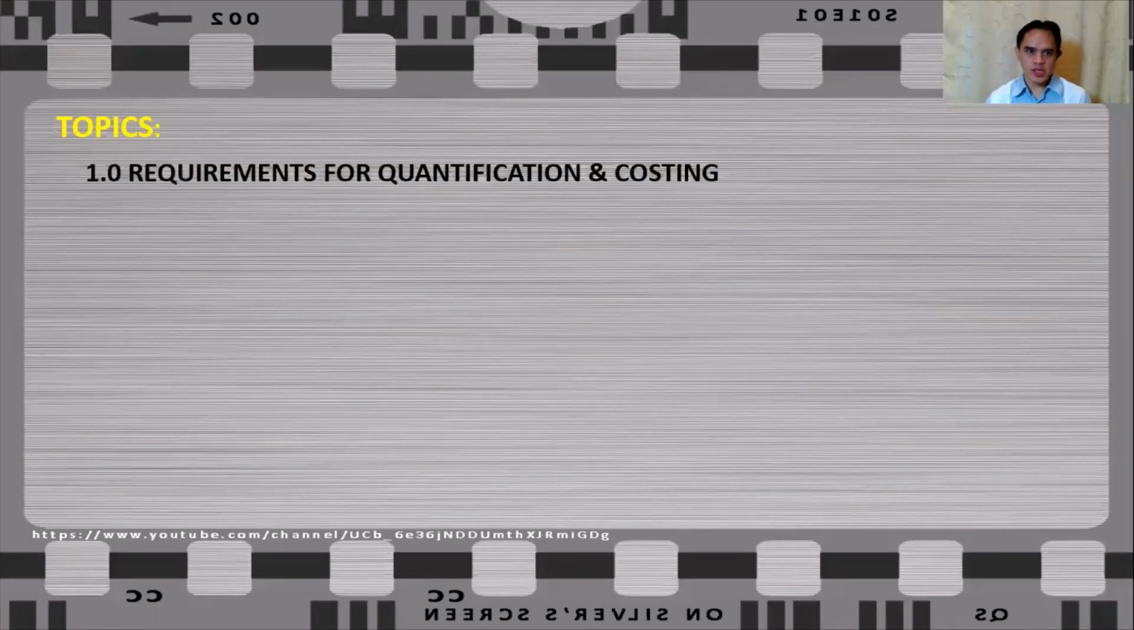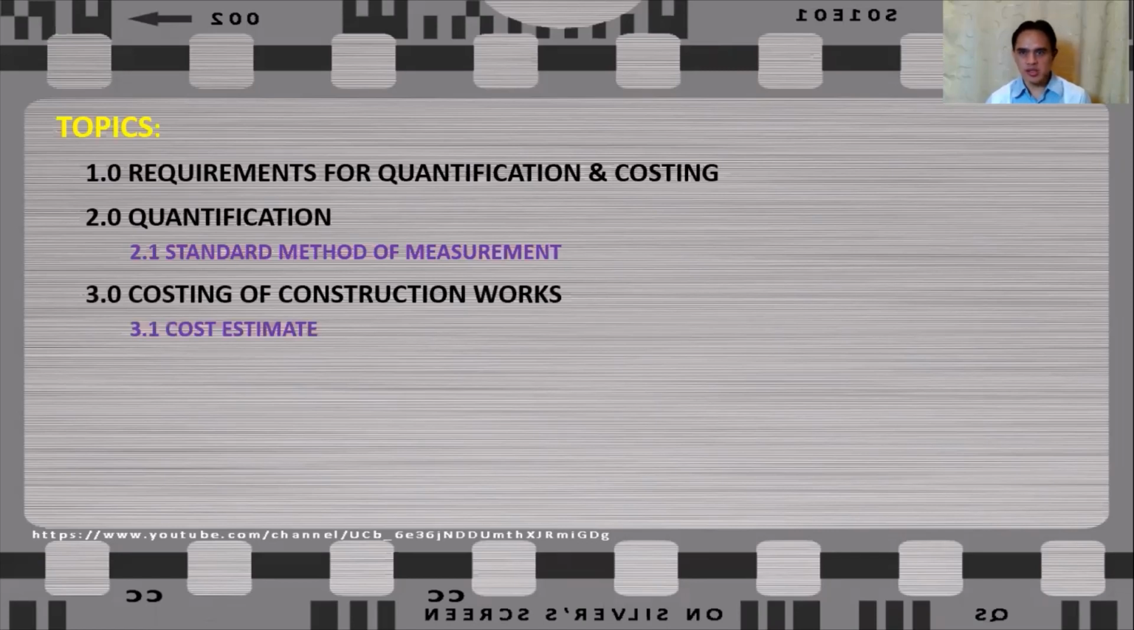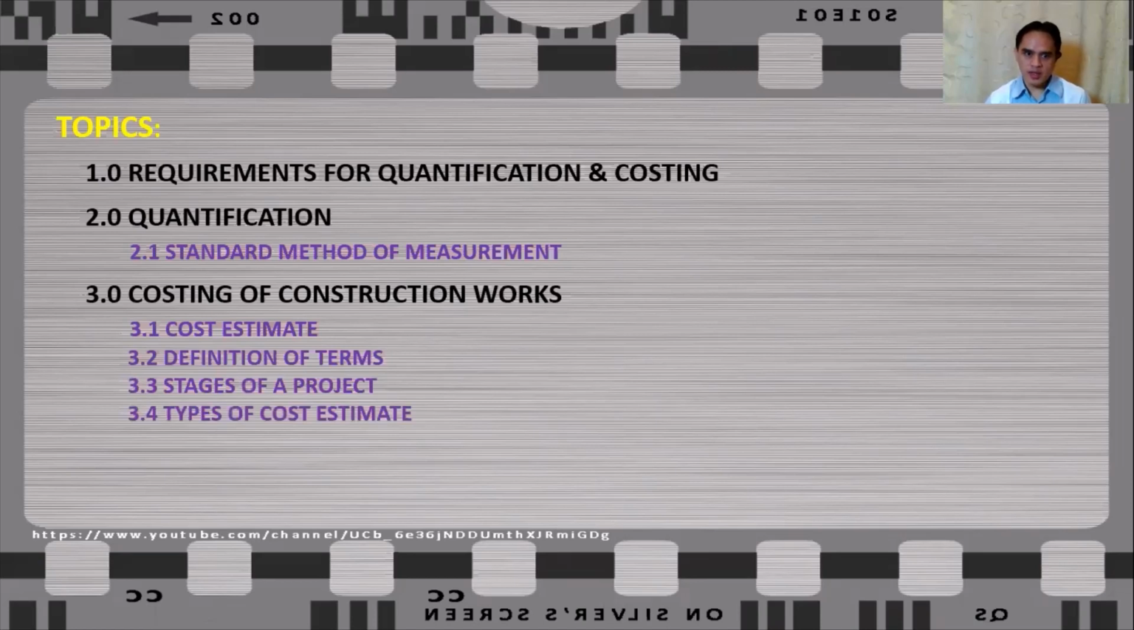So the topics for this episode will be the requirements for quantification and costing, quantification, and we will discuss about the standard method of measurement. We will also talk about costing of construction works and discuss topics like cost estimate, definition of terms that are often used but often misused, stages of a project, and the types of cost estimate that you can carry out within these stages.